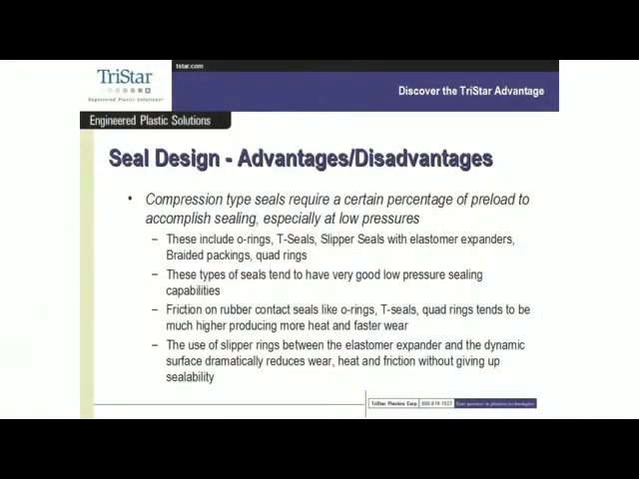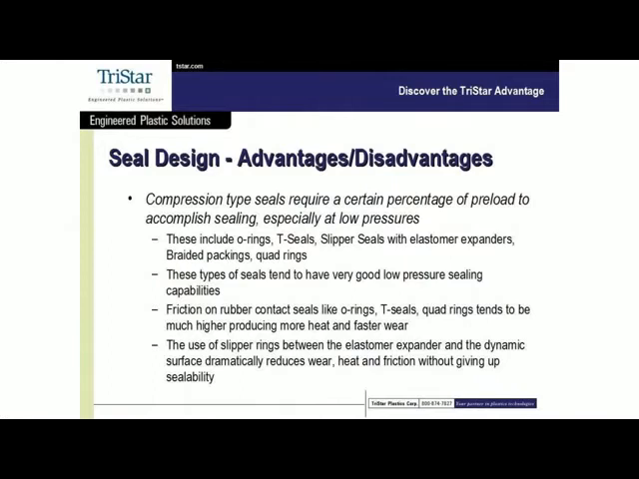Now, taking a look at compression type seals, O-rings, T-seals, the slipper seals that we're talking about, the PTFE, those all use elastomer expanders. Braided packings are also compression seals. Quad rings are compression type seals. These types of seals have excellent low pressure sealing capability. That's really, again, what elastomer seals are best at. However, the friction on the rubber on O-rings and T-seals and quad rings is much, much higher, and that produces more heat, and ultimately heat produces wear and failure.